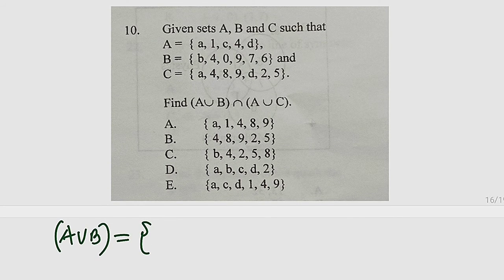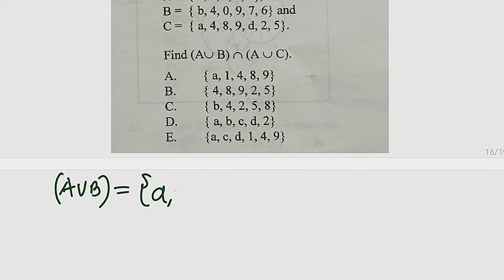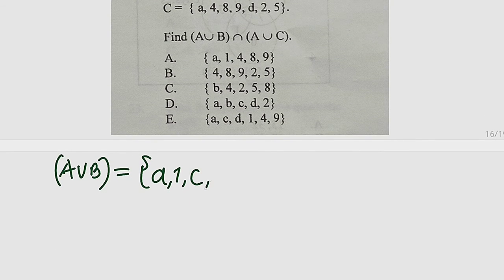So let us find A union B. A union B is a collective set of A and B together to form a single set. So you are going to unite them, join them together. So A union B, we are going to form a new set of the combined elements. Here let me write that of A first. We have 1, 4, and D.